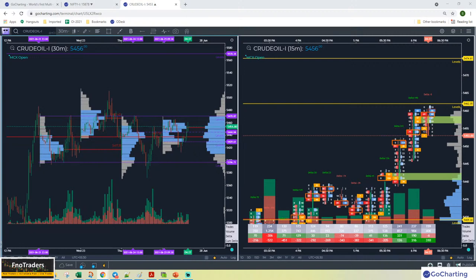So the margin required, I think, for one lot is 65,000-70,000 only on this one. So much less compared to, let's say, Nifty and all.